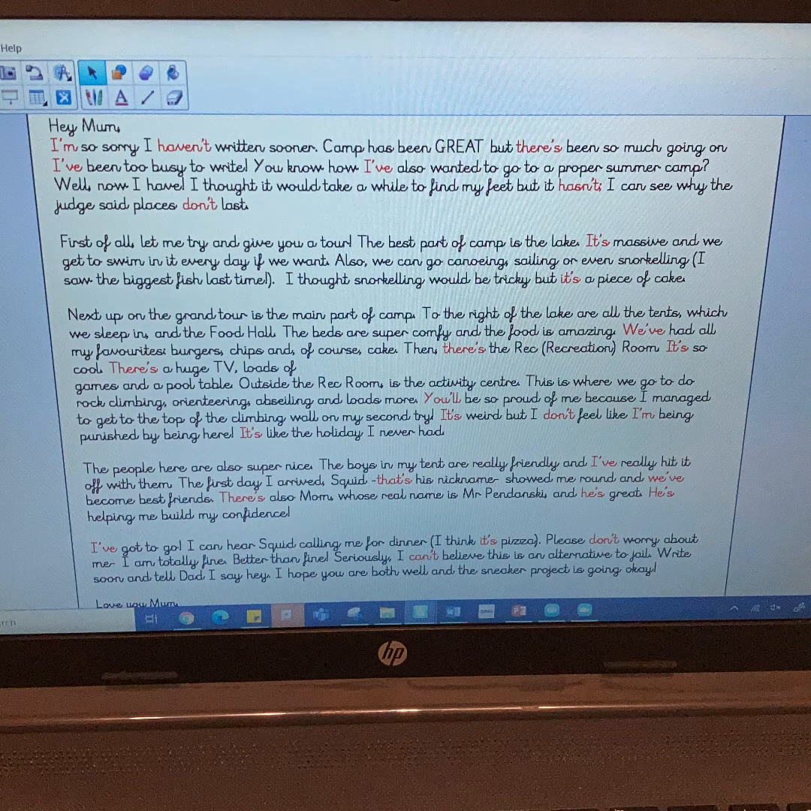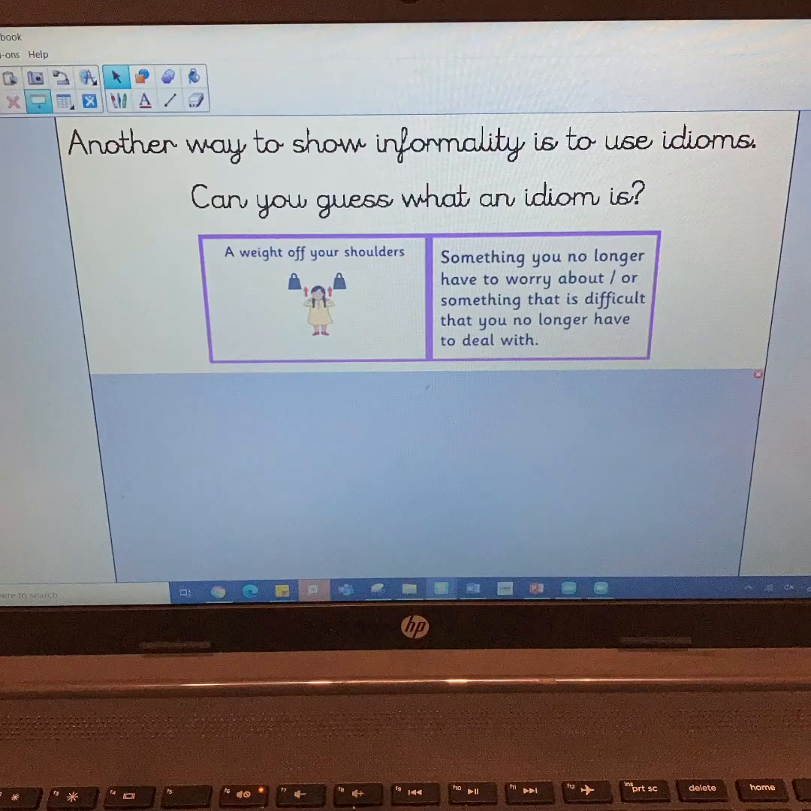Well done if you got that. If you got more than that, check them. And if I've gone wrong and I've missed one, let me know. Okay, well done. Right, contraction part of the lesson done, ticked off. We are now moving on to our new learning, which is idioms.